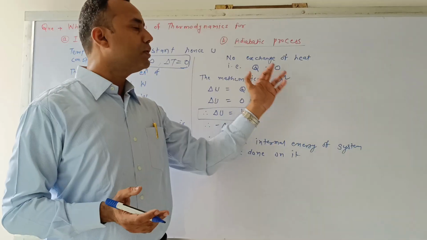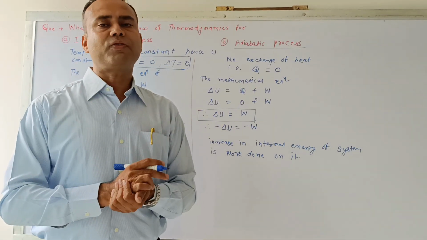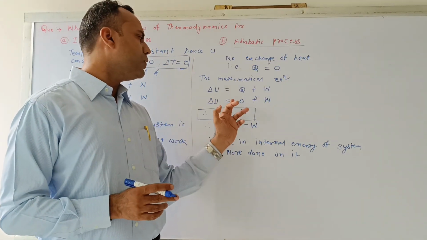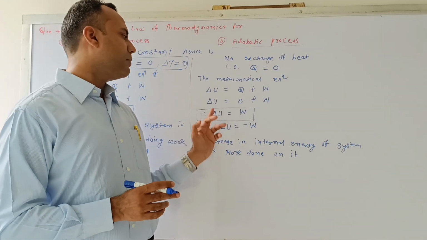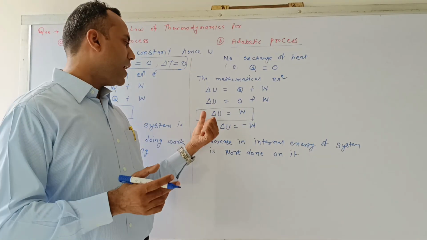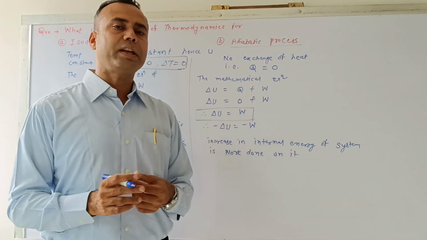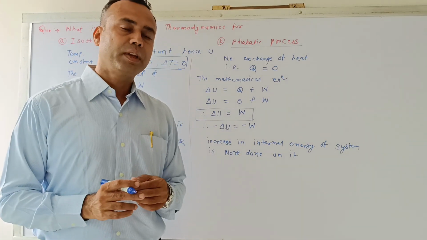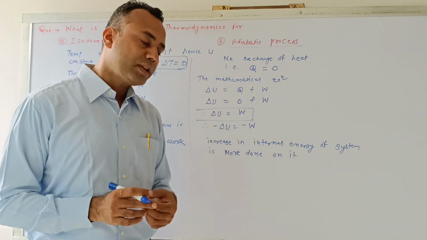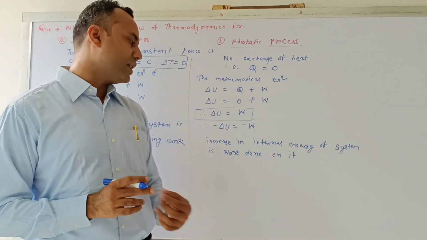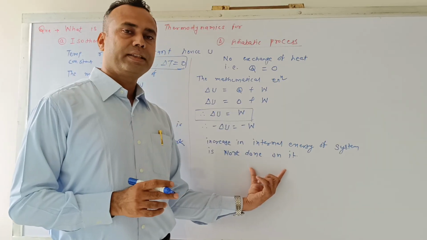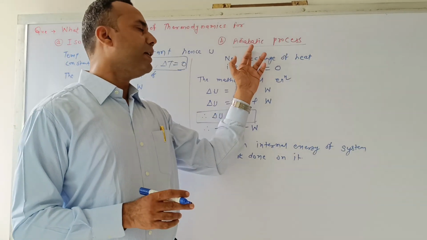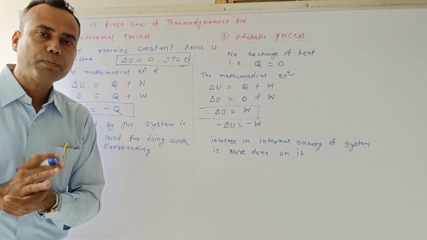इसका मतलब Q की वैल्यू क्या होगी? 0। Q इज इक्वल टू 0। हमने देखा मैथमेटिकल इक्वेशन ऑफ फर्स्ट लॉ ऑफ थर्मोडायनामिक्स, डेल्टा U इज इक्वल टू Q प्लस W। यहाँ पे Q 0 हो गया है, डेल्टा U इज इक्वल टू 0 प्लस W। इसका मतलब डेल्टा U इज इक्वल टू W और माइनस डेल्टा U इज इक्वल टू माइनस W, multiplying the above equation by negative sign. इसका मतलब क्या है? डेल्टा U पॉजिटिव है तो W भी पॉजिटिव है, डेल्टा U नेगेटिव है तो W भी क्या है? नेगेटिव है। डेल्टा U यानी इंक्रीज इन इंटरनल एनर्जी ऑफ द सिस्टम, work is done on it. So that is the mathematical expression of first law of thermodynamics for adiabatic process and for isothermal process.